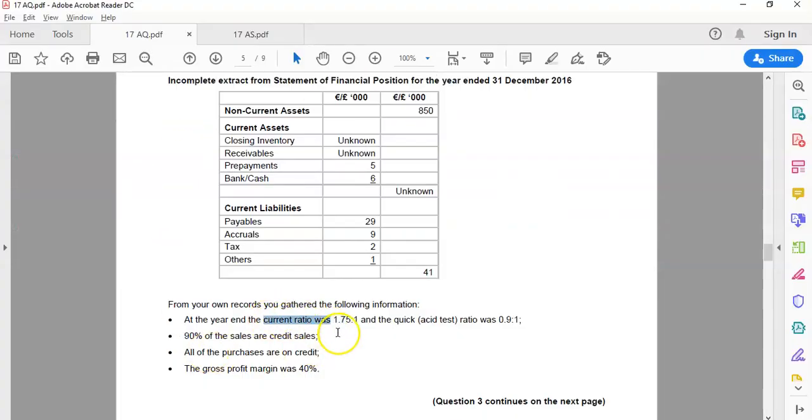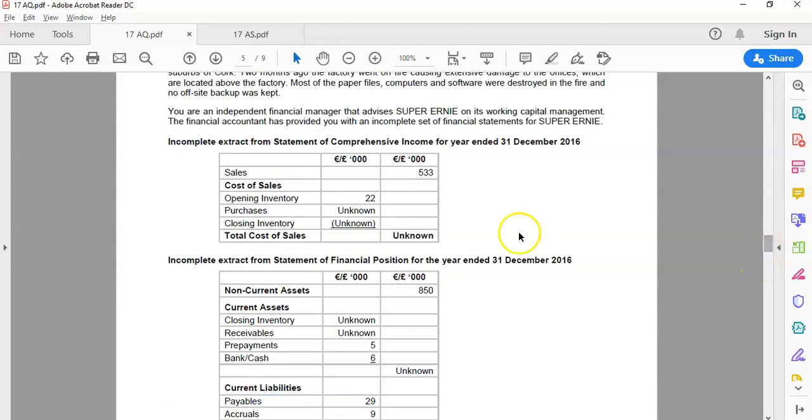They don't tell you what the current ratio is. They don't tell you what the quick ratio is. But they tell you enough that if you know what it is, you can back into what these are. The last unknown figure then is up here. We don't know cost of sales, and we don't know purchases or closing inventory.